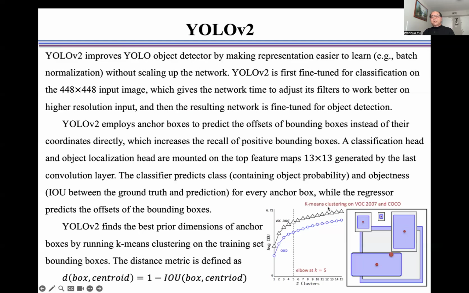This is the k-means clustering on VOC 2007 and COCO. The elbow is at k equals 5.